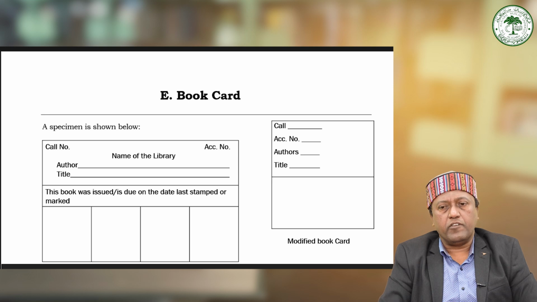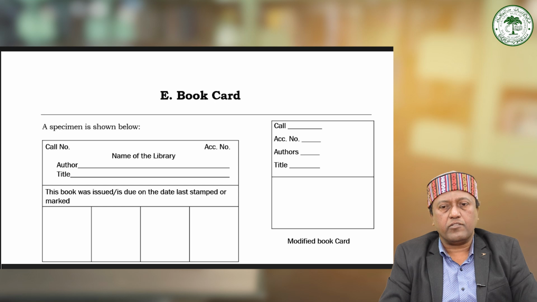However, for reference books and other non-issuable material, as I told you, such as manuscripts, rare books, reference books, this card is omitted from the book pocket. And the specimen you can see here, the specimen of the card typically includes details such as the book's title, author, publication information, call number, and any additional relevant notes.